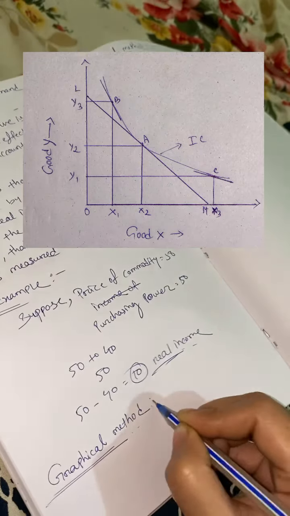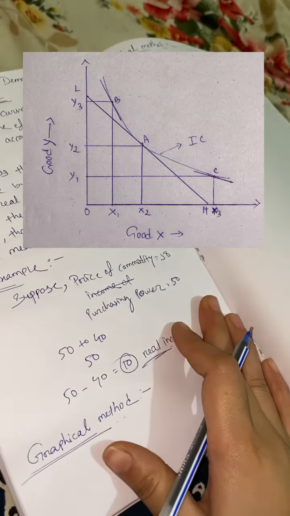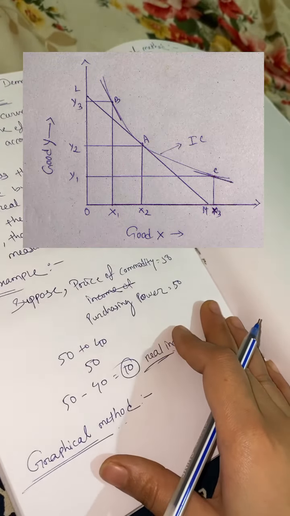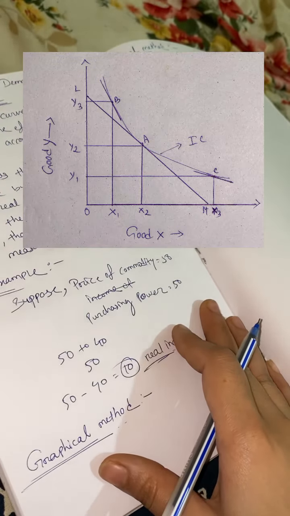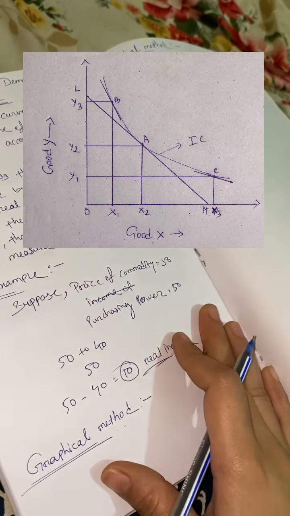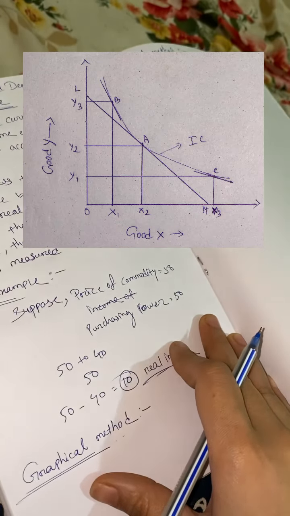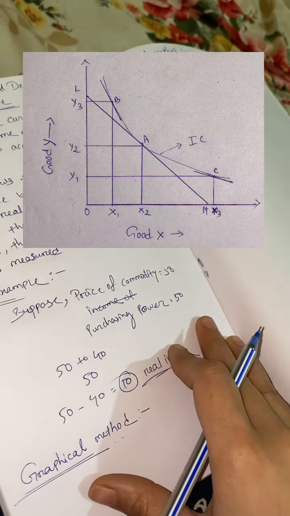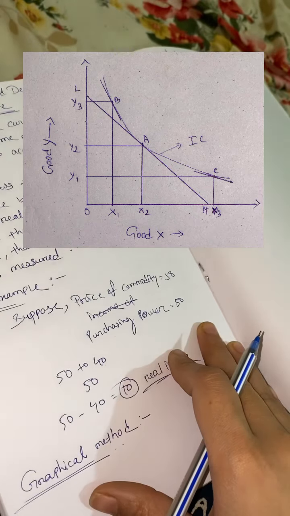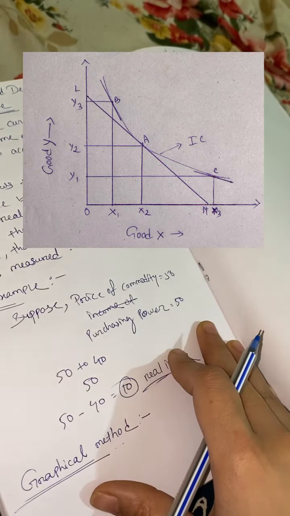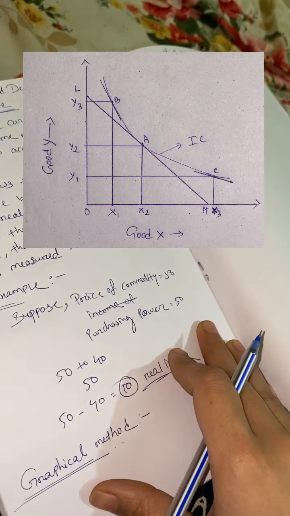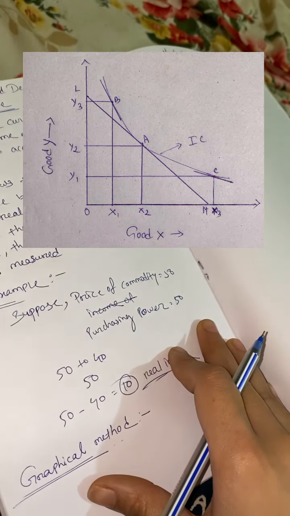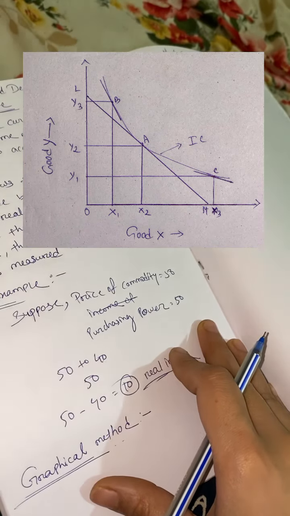So here is the graph, and in this graph the vertical axis represents good Y and the horizontal axis represents good X, and IC is the indifference curve which is tangent to the LM price line or budget line at point A. And this point A is where the consumer consumes while maximizing utility, and here the consumer is satisfied consuming that amount of good Y and good X.